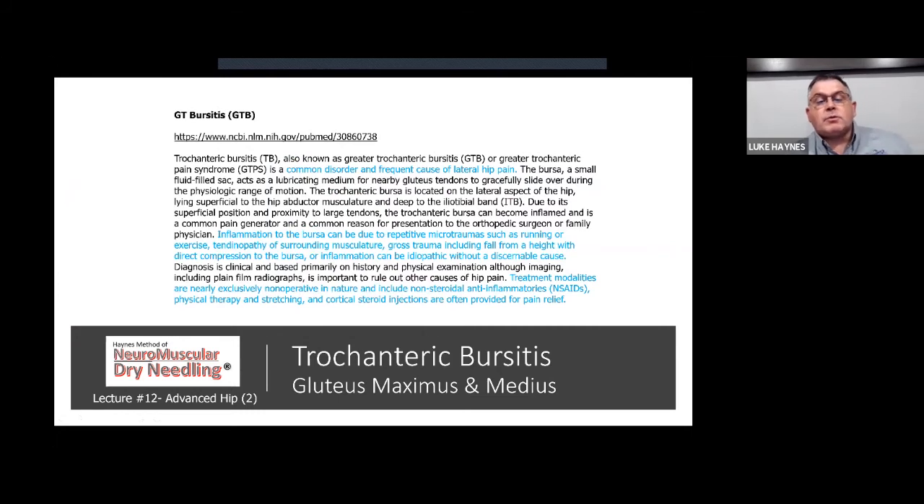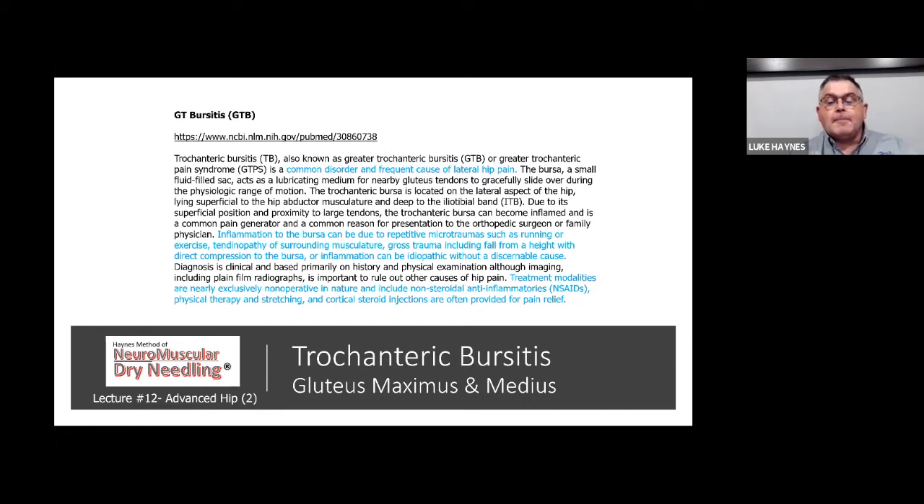Inflammation of the bursa can be due to repetitive microtrauma, such as running or exercise, tendinopathy of the surrounding musculature, gross trauma, including a fall from a height with direct compression onto the bursa, or it can be idiopathic without a discernible cause. Treatment modalities are nearly exclusively non-operative, although I have seen surgical intervention.